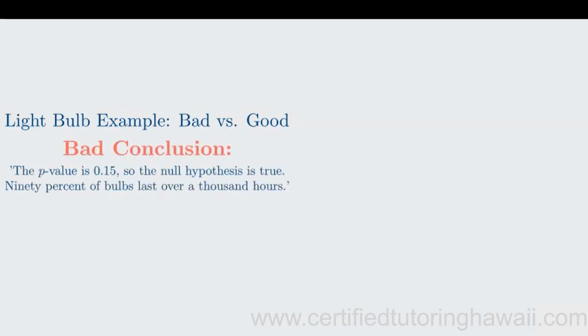Let's look at a bad conclusion versus a good conclusion for our previous light bulb example. A bad conclusion would be, the p-value is 0.15, so the null hypothesis is true. 90% of bulbs last over 1,000 hours. This is incorrect, because we haven't proven the null is true. We just didn't find enough evidence to say otherwise.